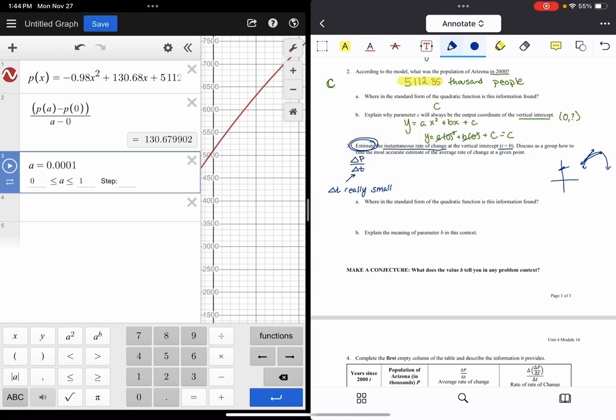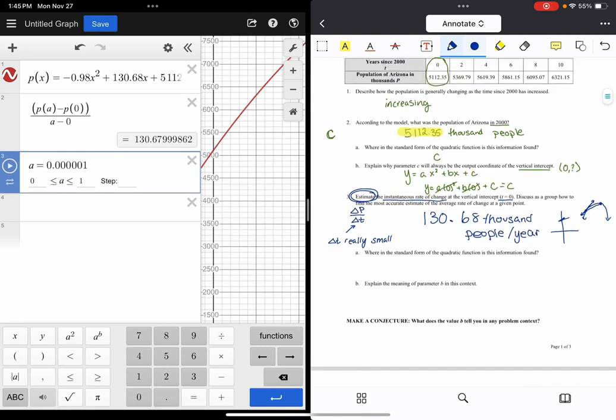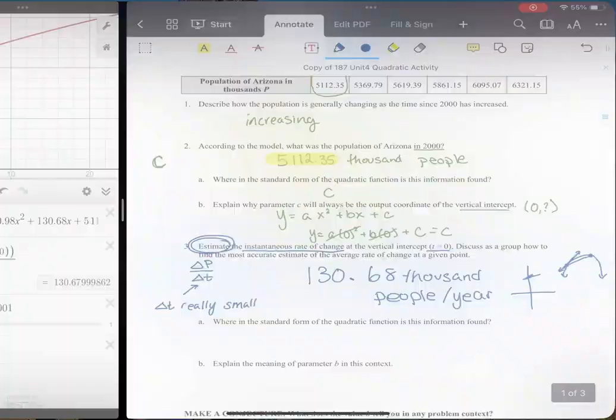And I can see now as I make my interval smaller and smaller, so this is the change in t interval right here. That's what A is representing. I can start to see that it's going to round to 130.68 thousand people per year.